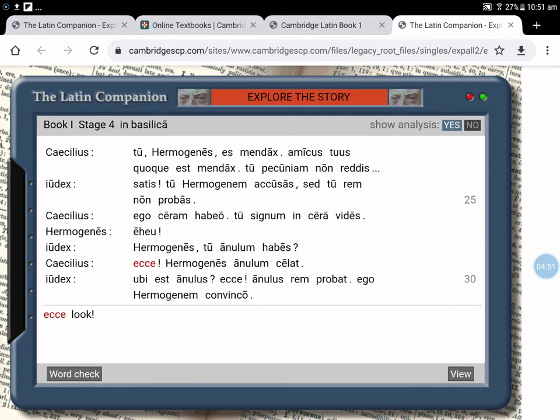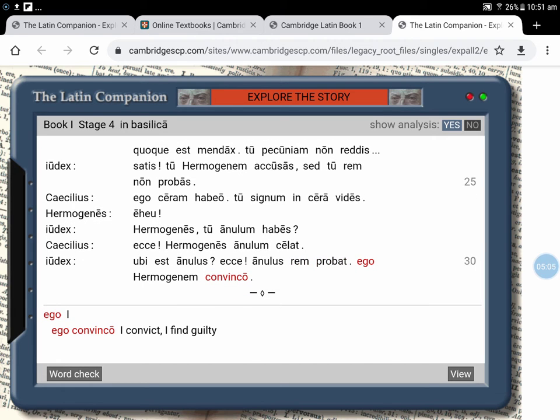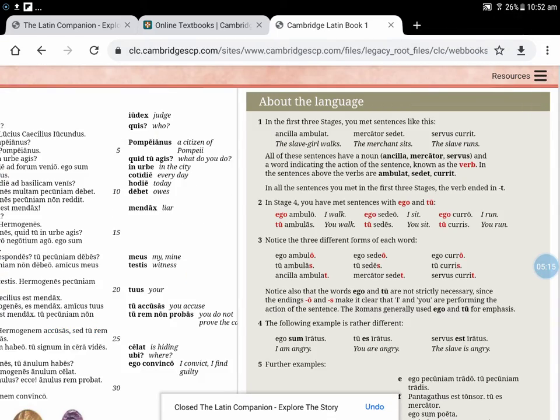And Caecilius points out, look, what he's doing, Hermogenes celat annulum. Where is this annulus? Look. The annulus rem probat, proves the matter, ego convinco. I convict Hermogenem. Okay, so that's the story in Basilica, straightforward enough.